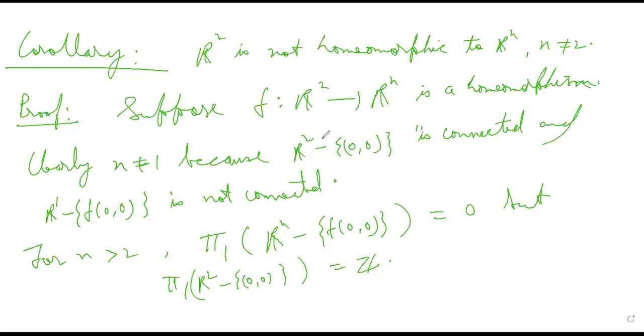So if f is a homeomorphism from R² to Rⁿ for n greater than 2, then the restriction of f over R² minus (0,0) will be a homeomorphism from R² minus (0,0) to Rⁿ minus f(0,0). Since these are homeomorphic, their fundamental groups will be isomorphic. But this fundamental group is 0 and this fundamental group is Z. And hence, there cannot be a homeomorphism from R² to Rⁿ for n greater than 2.